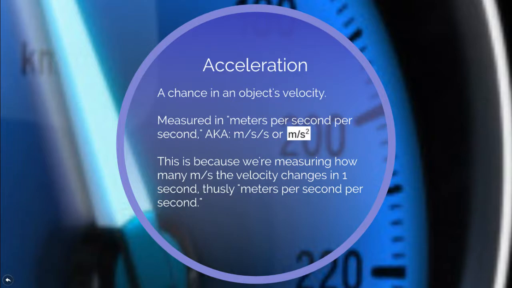That is measured in meters per second per second. We can write that as m/s/s, or m over s squared, but we don't actually say meters per second squared. We say meters per second per second, because that helps illustrate the idea that we're looking at the change in the velocity, which is meters per second, every second. So how much does that meters per second value change each second?